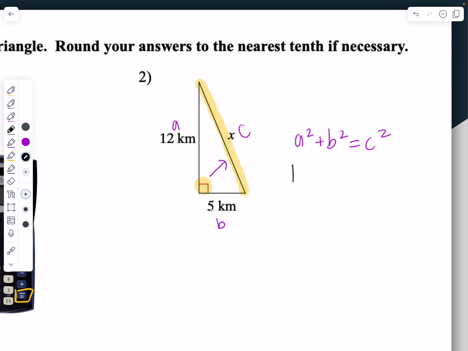Just putting it into this formula every time. My A was 12, so that's going to be 12 squared. My B was 5, so that's going to be 5 squared. And that's going to be equal to c squared. And I'm just going to type this entire thing into my calculator.